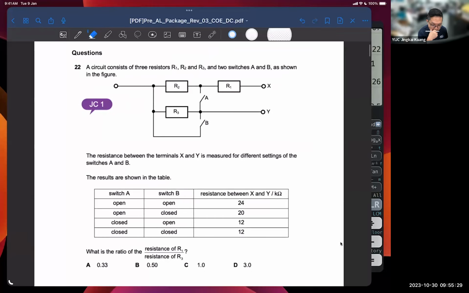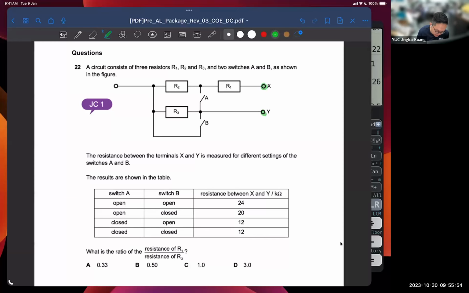All right, so this one here, right? We have three resistors there. Then they give us some configurations for the switches, switches A and B, whether they're open or closed. So there are four possible outcomes, and they tell you they measure the resistance for you. So remember, you're measuring resistance between these two points, X and Y. So you're looking for the pathway.